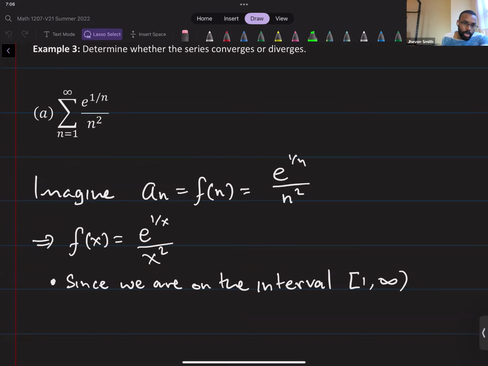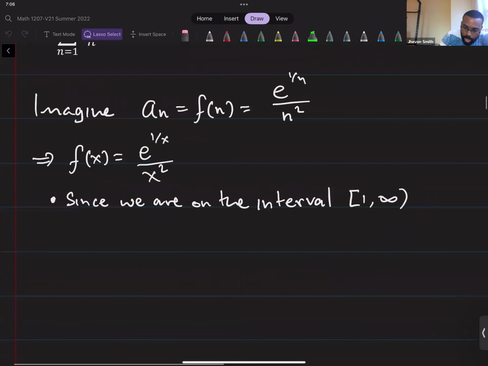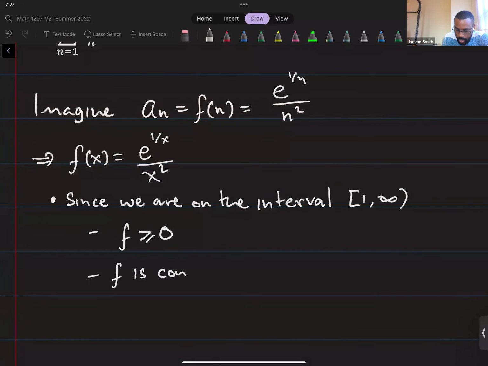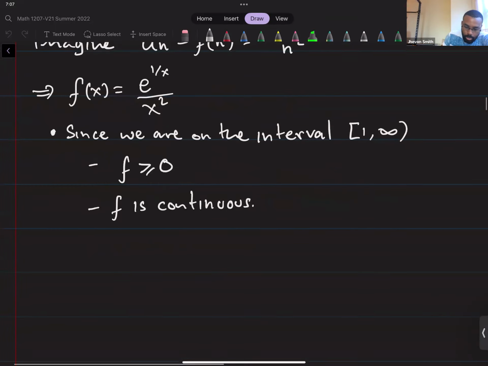The exponential is always going to be positive, and x squared is always going to be positive. So our function is non-negative, that is, f is greater than or equal to 0. That was one condition. Also, f is continuous. It's a division of continuous functions where the denominator is not 0. We learned in Calc 1 that if you divide continuous functions, it's continuous everywhere the individual functions are continuous and where you're not dividing by 0.